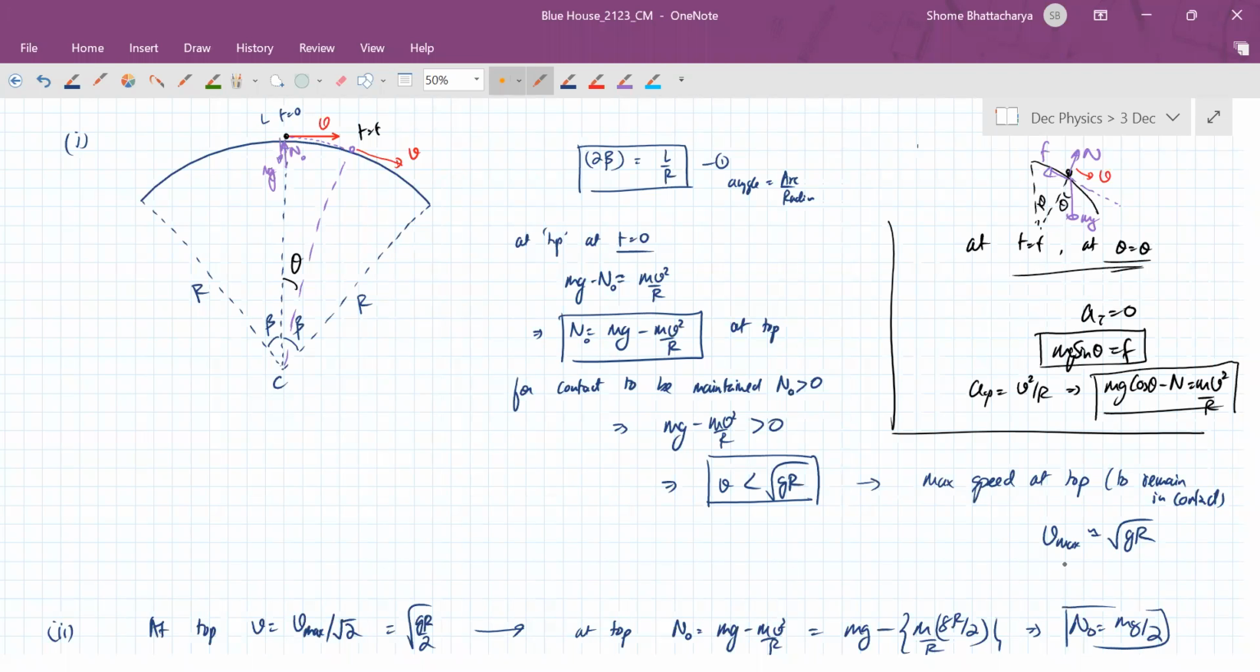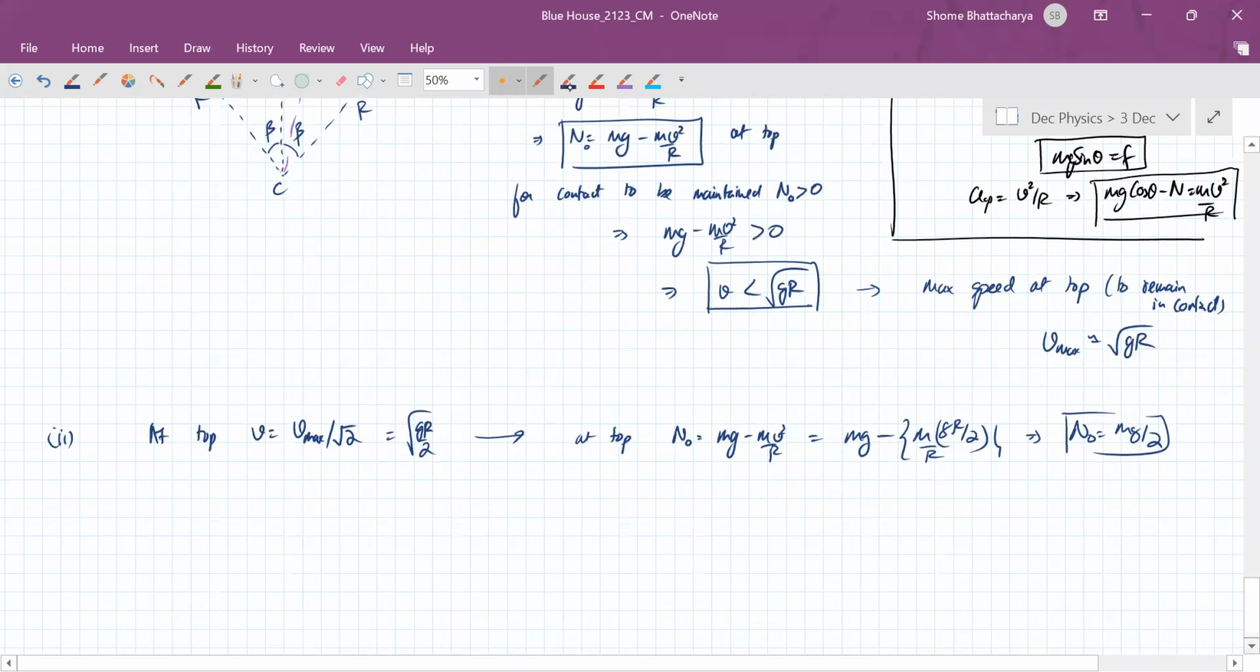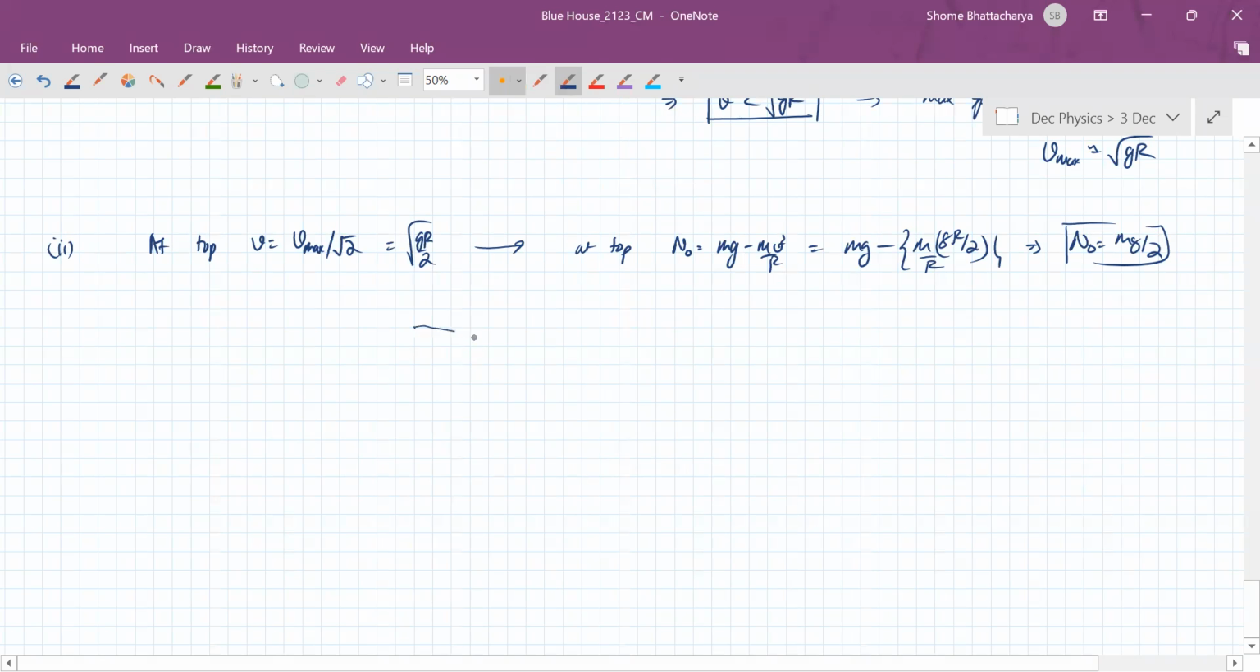Okay, so anybody got the answer? For the second part, what is the angular position at which it will lose contact? Let's say somewhere here, if it is losing contact. The condition for losing contact is that normal contact force should become 0. So this V is equal to root gr by 2. So we want to find the particular angle theta at which the normal contact force becomes 0. So at that moment, there should be only mg acting.